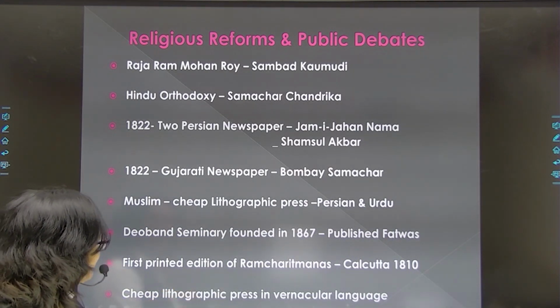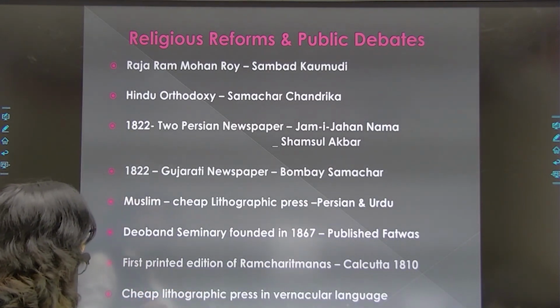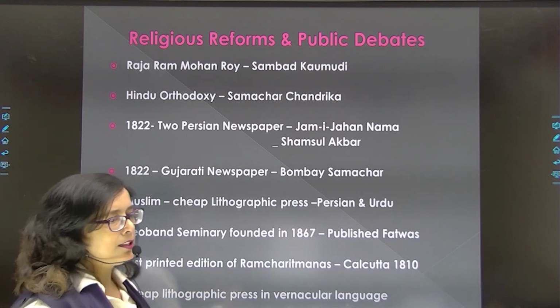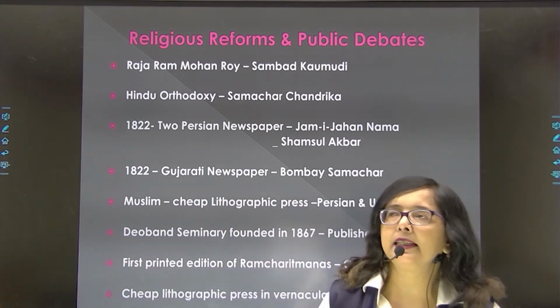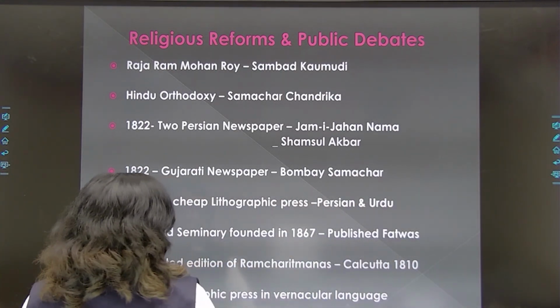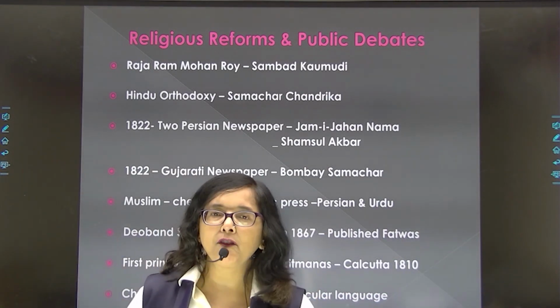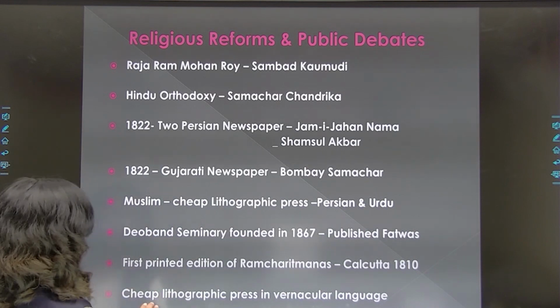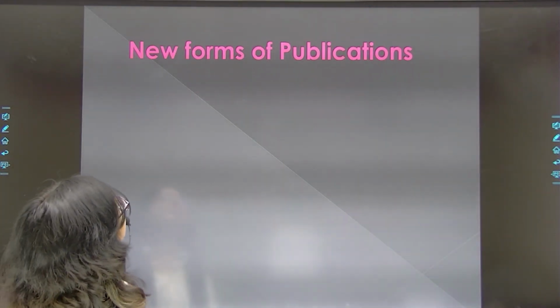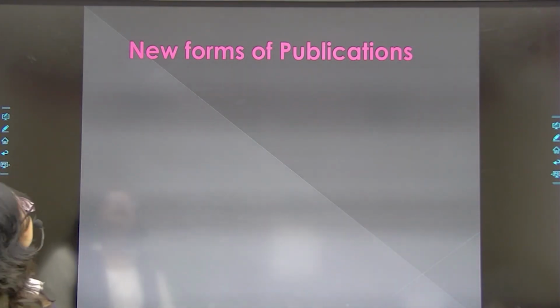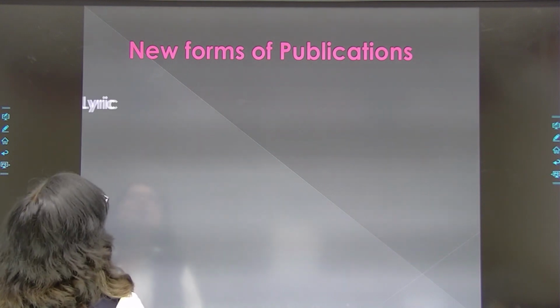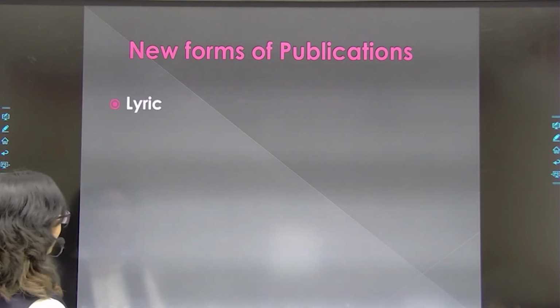Okay, cheap lithographic press in vernacular language. Cheap again means low cost. Lithographic is related to religion, and it was printed in vernacular language. Vernacular language means local language. Okay. Then we come to another section, that is new forms of publications, and here we have the example of lyrics.